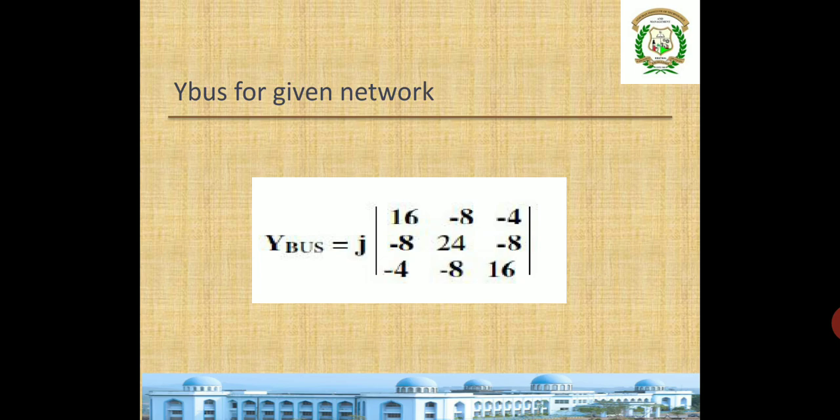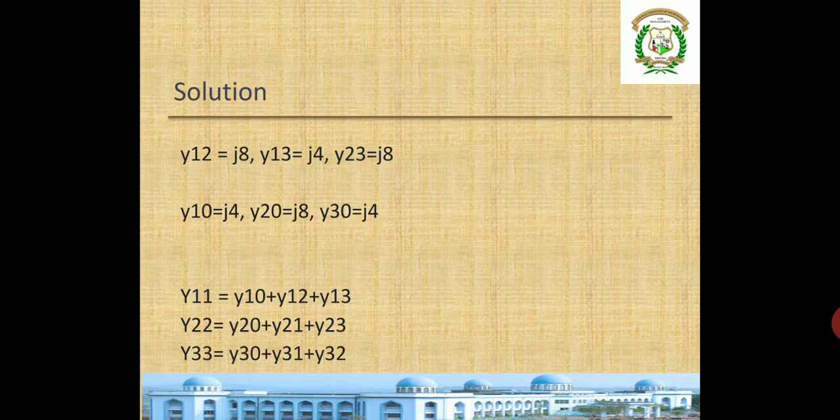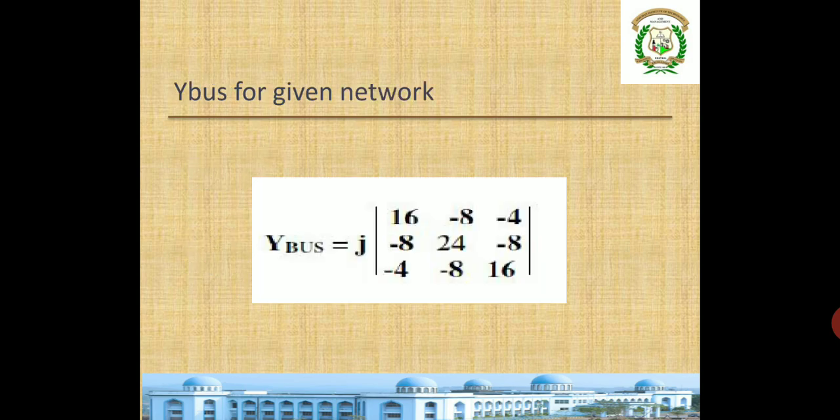You can do it on your own. Anyhow, all the formulas are given and you know the values. Just put those values and you will get this admittance. This is the bus admittance matrix we got from the given figure.